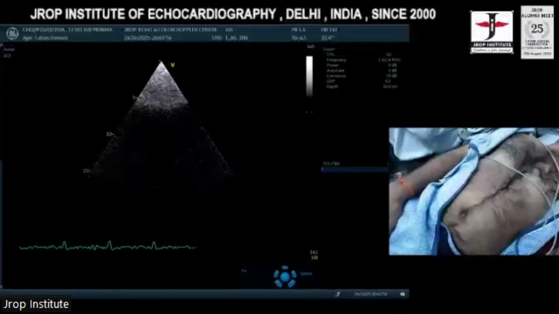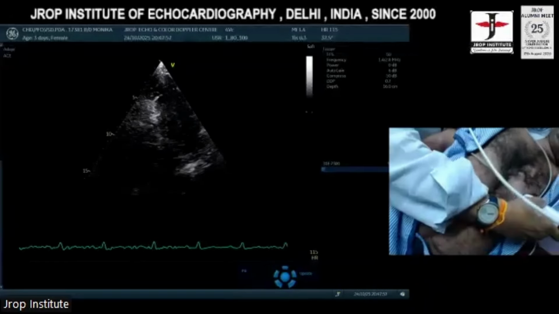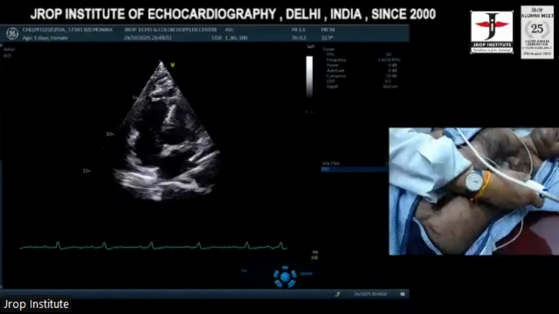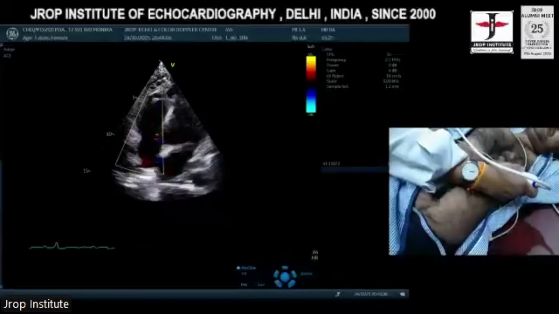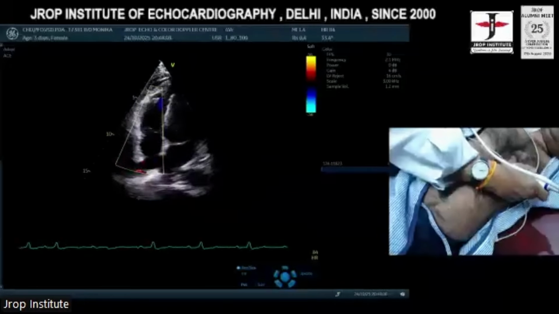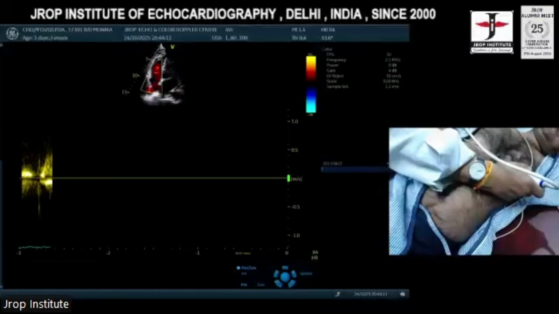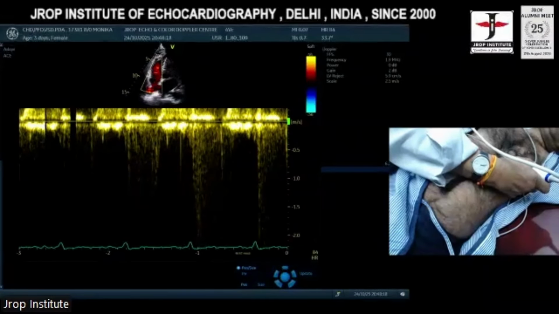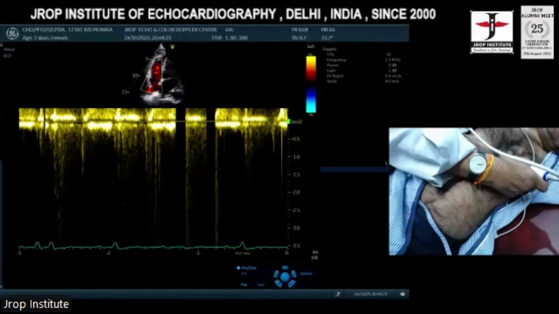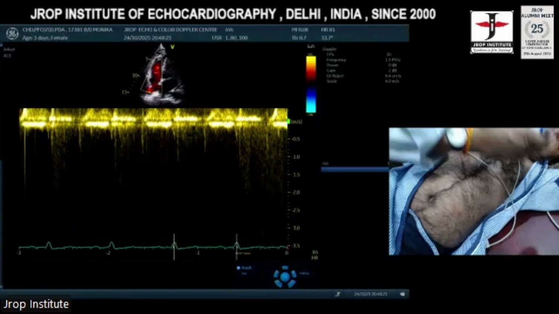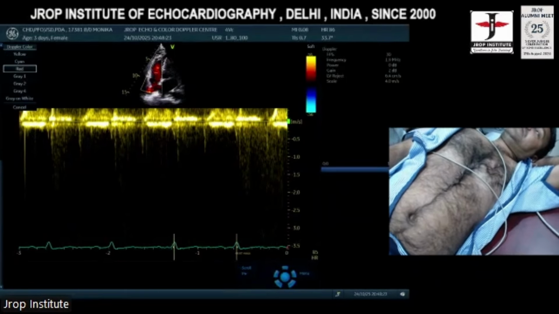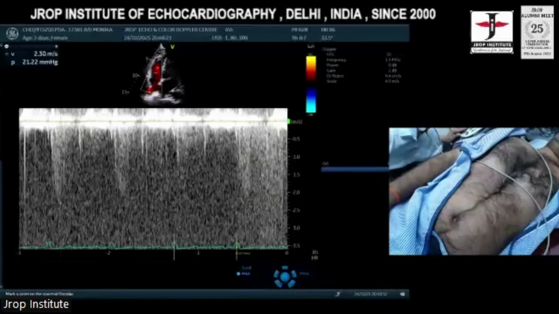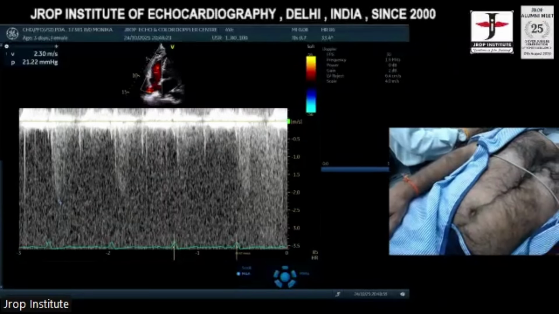Same subject. I'm going to calculate TR jet velocity now. I've moved to the fourth intercostal space, focusing on my tricuspid valve, and calculating the tricuspid regurgitation jet. Now, a little bit not a good imaging quality because it does not have significant tricuspid regurgitation. So this is the TR jet velocity, 2.3, gradient of 21 millimeters of mercury.